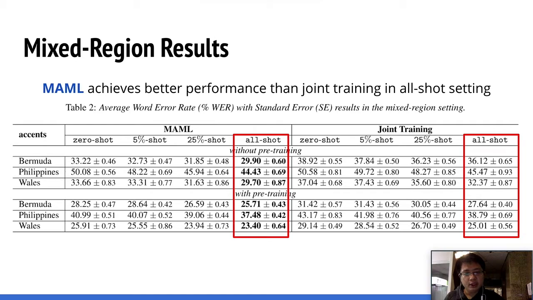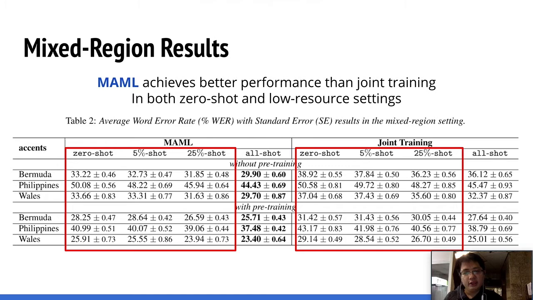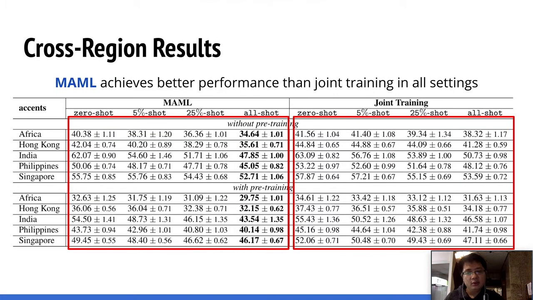For the mixed region result, if we focus on all shot settings, we can see that MAML achieves better performance than joint training in the all shot settings. And even further, if we check the zero shot and low resource settings, we can see that MAML actually outperforms joint training in all of these experiment settings. In the cross-region result, we see the same behavior of MAML training compared to joint training, where MAML achieves a better result on all settings.